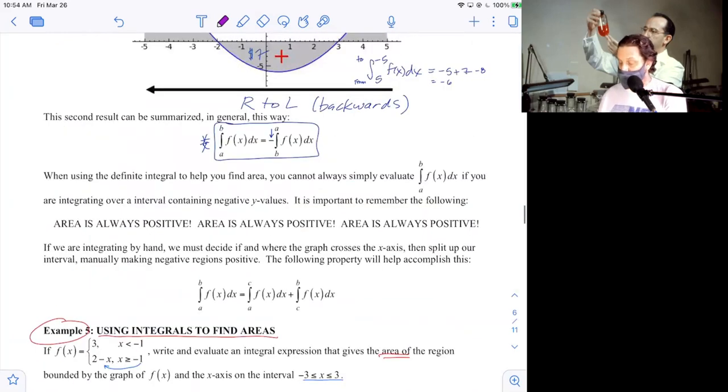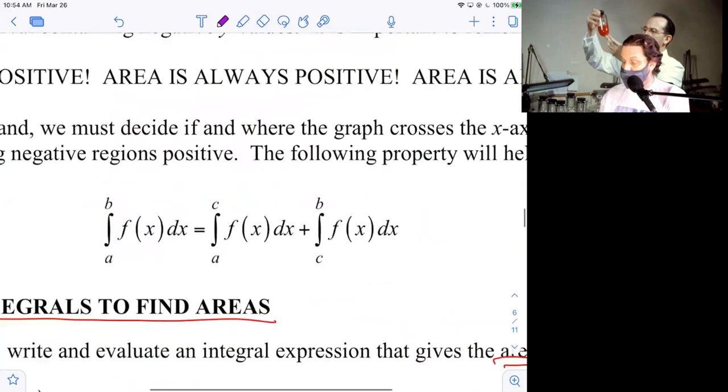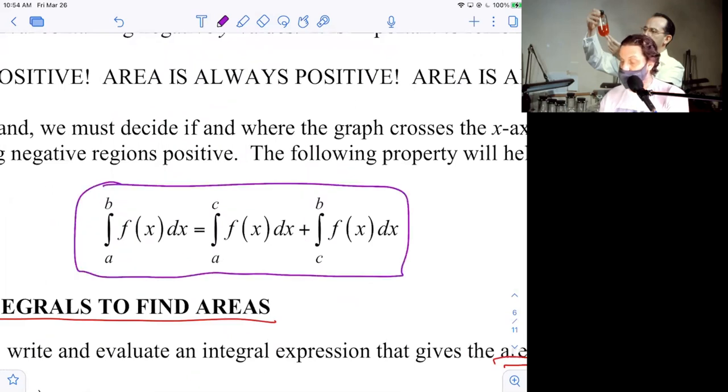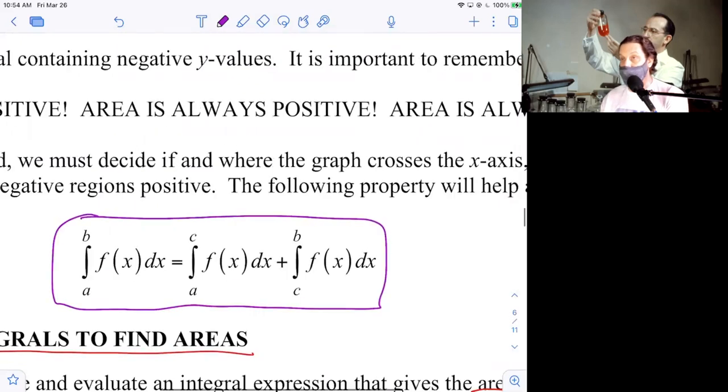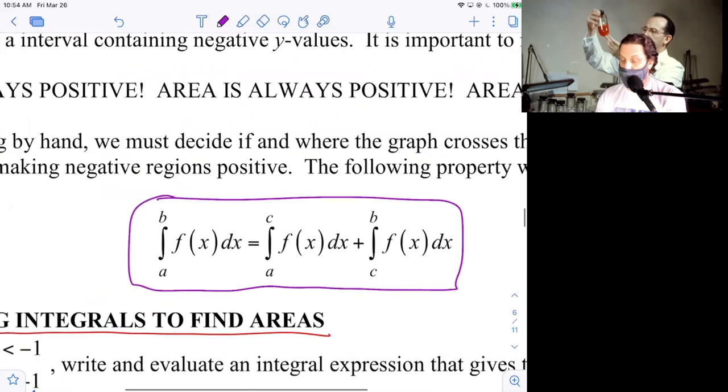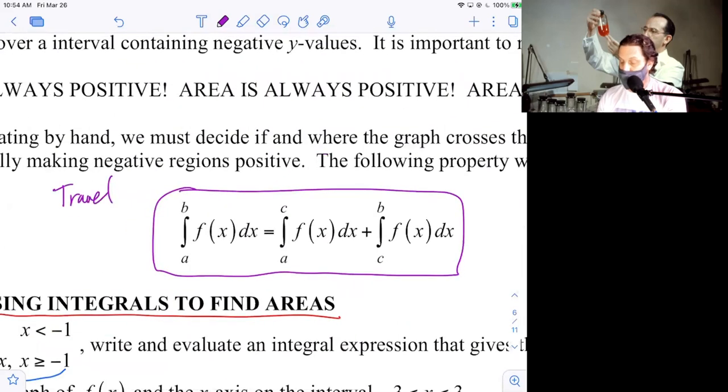All right. Let's look at this property. I know I'm jumping around here. It's kind of fun. It's kind of exciting. This is another property. We just saw if you flip the interval of integration, you can change the sign out front. This is the one that I call the travel agent property.